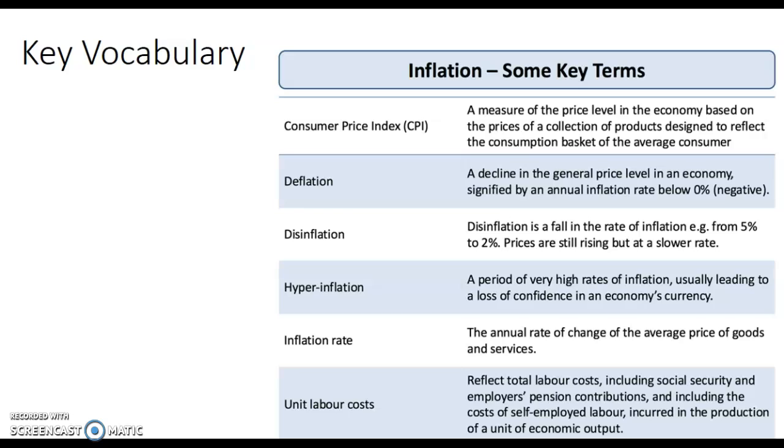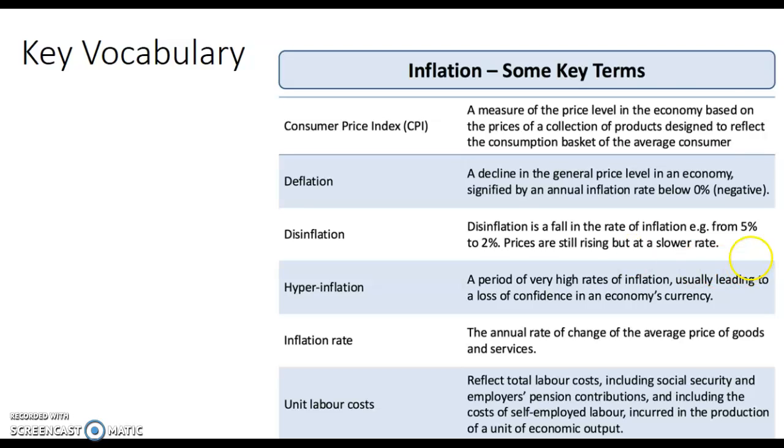Now, what is consumer price index? A measure of the price level in the economy based on the prices of a collection of products designed to reflect the consumption basket of the average consumer. Now it is based, again, on the collection of products. What is the cost for those kinds of products that a consumer wants to buy, and what is the price for them? That is the consumer price index.